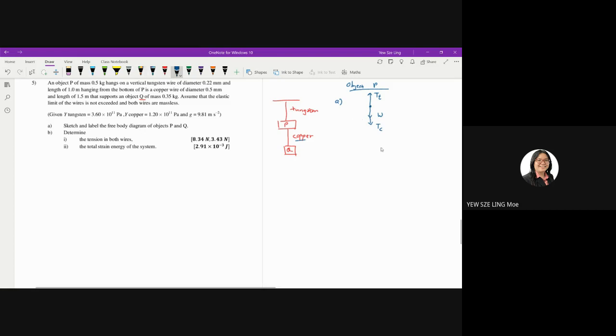How about object Q? Let's look at object Q. Once again, it is an object, and every object comes with mass.